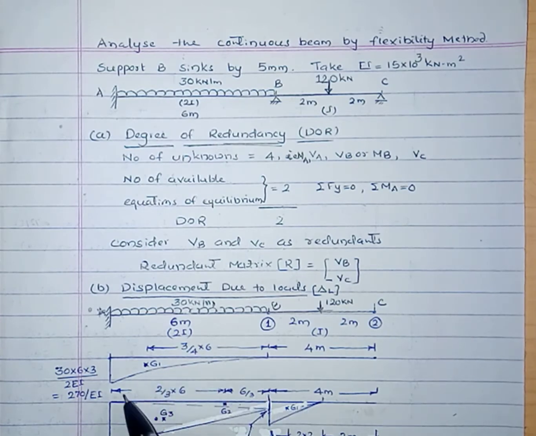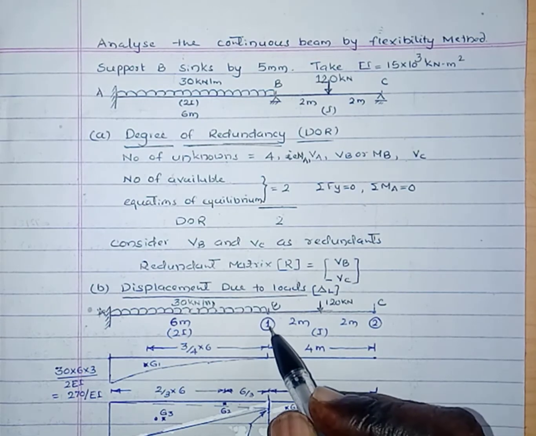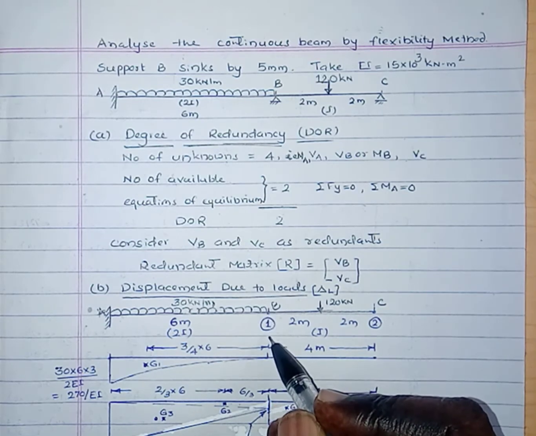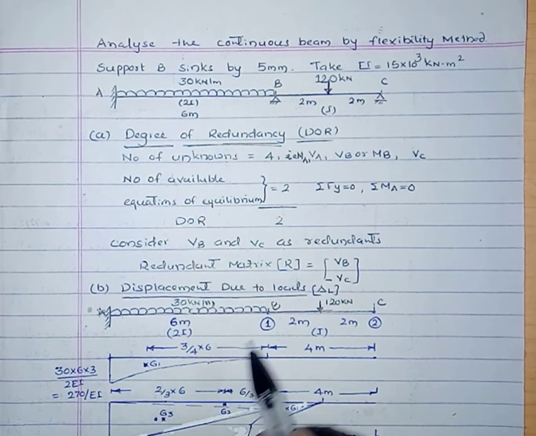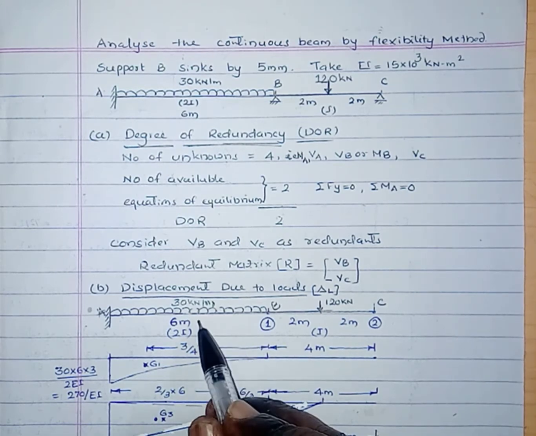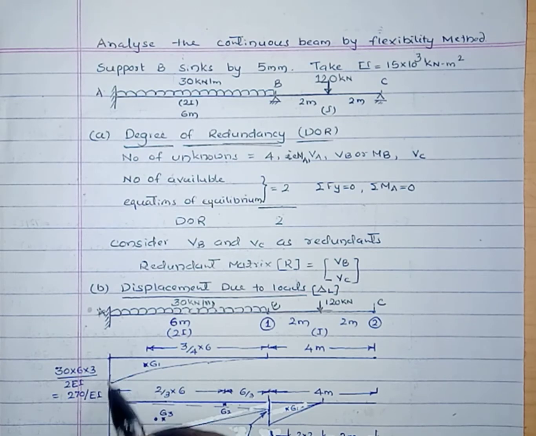Here this is the bending moment diagram due to UDL. By the principle of superposition we have to superpose the two bending moment or M by EI diagrams. Here to get the displacement at 1 due to the applied load in the direction of the redundant at coordinate 1. Here the bending moment is 30 into 6 into 3. Here the moment of inertia is 2I. Hence the ordinate of the M by EI diagram is 270 by EI.